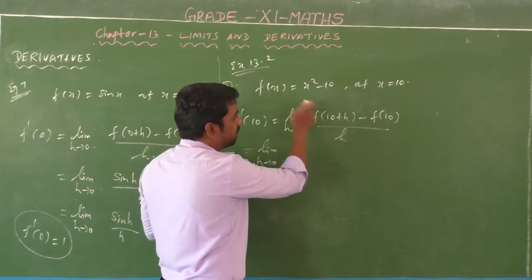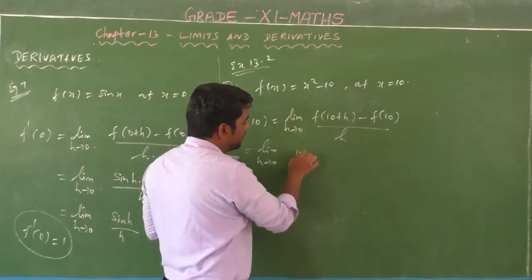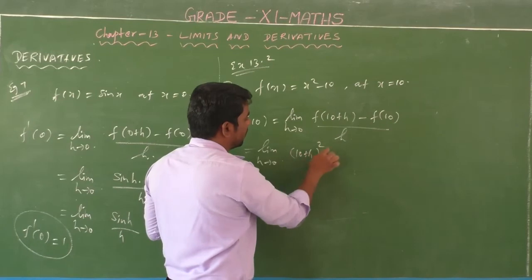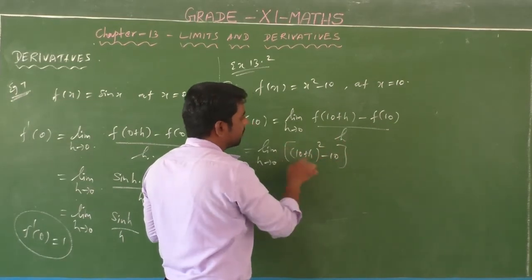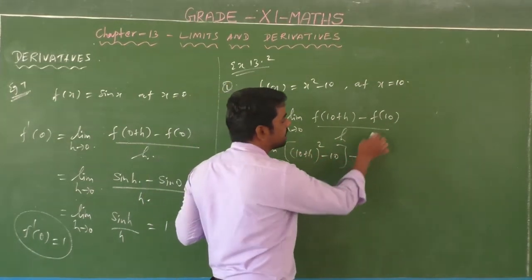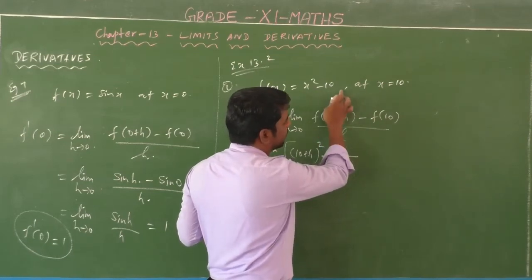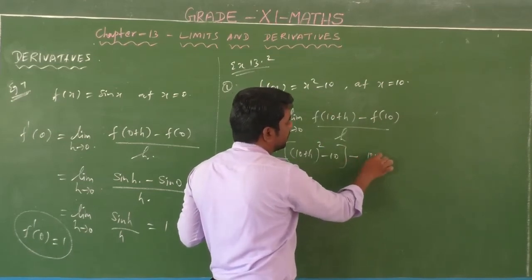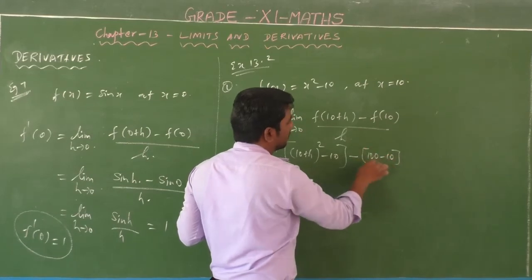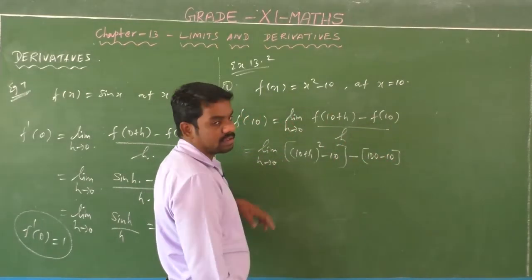Substitute this value 10 plus h. So (10 plus h) the whole square minus 10. This is f of 10 plus h minus f of 10. f of 10 means 10 square minus 10, so 10 square is 100 minus 10. X equal to 10. Okay.